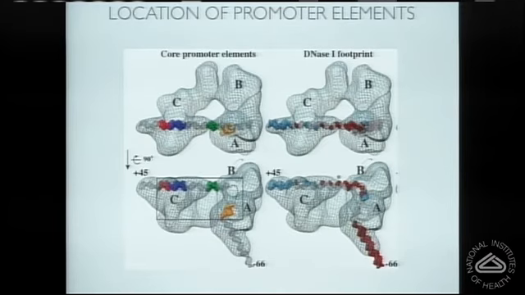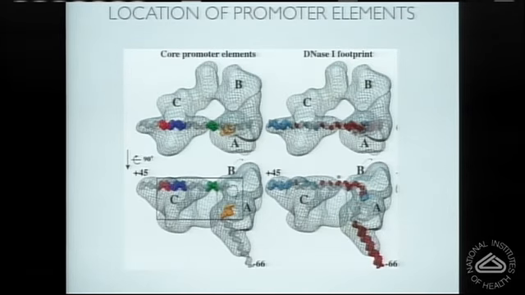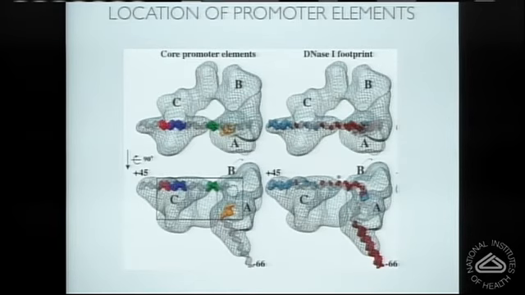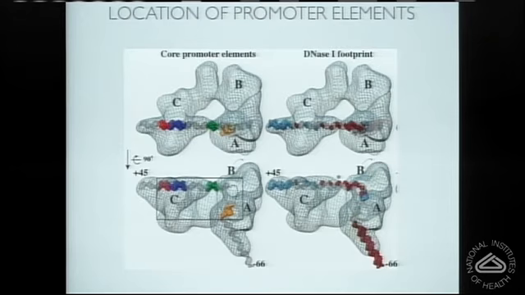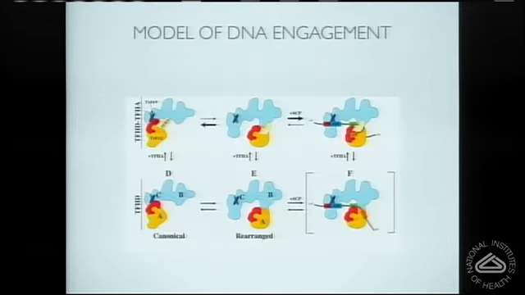And I just want to emphasize one point, which is that the INR, which contains the transcription site, and therefore is the region that has to be loaded into the active site of the polymerase, is right at the site where the DNA is being held between the 2 lobes on TBP. And we think that this is going to be important for transcription initiation.